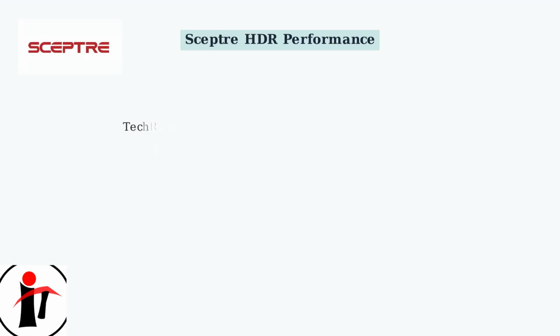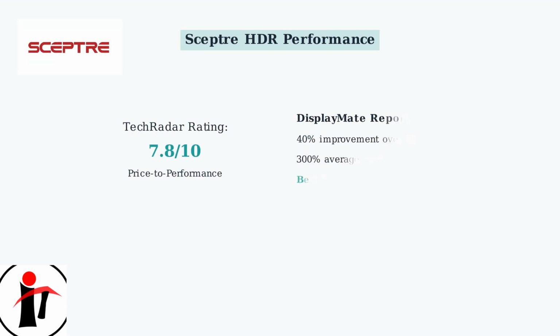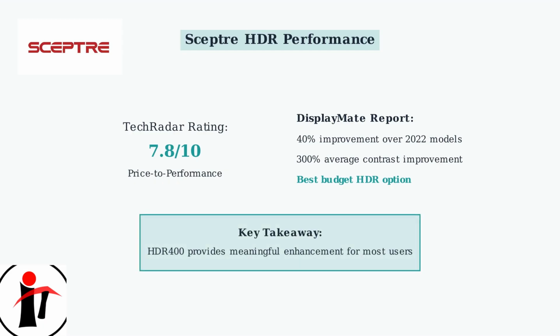According to Tech Radar testing in August 2025, Sceptre HDR monitors earned a 7.8 out of 10 rating for price to performance, making them an excellent budget choice for casual gaming and streaming. Entry-level HDR 400 provides meaningful enhancement for most users, while premium HDR 600 models offer even better performance. The key is choosing the right HDR standard for your needs and budget.